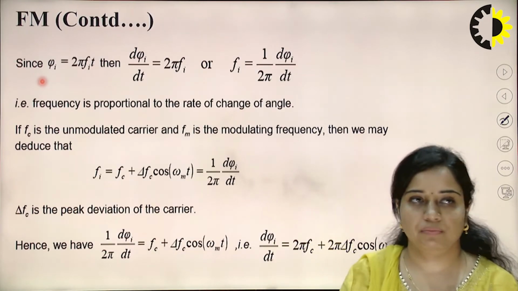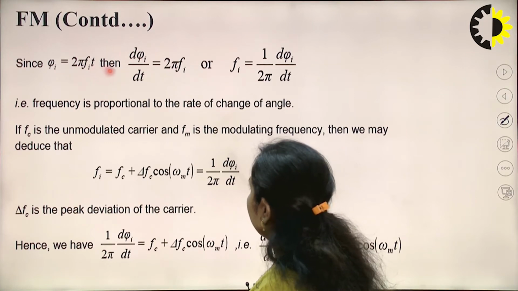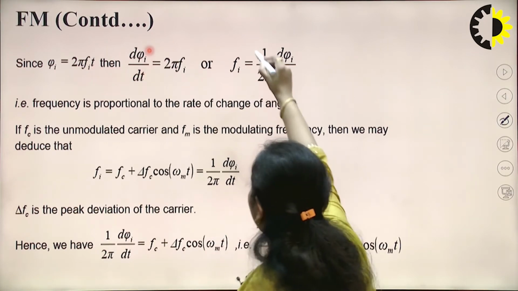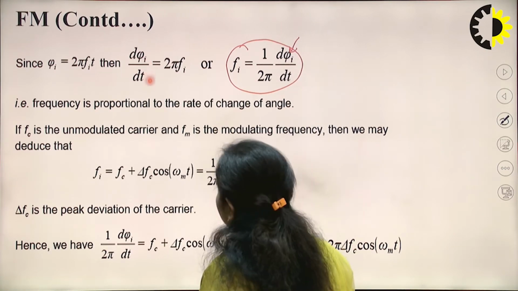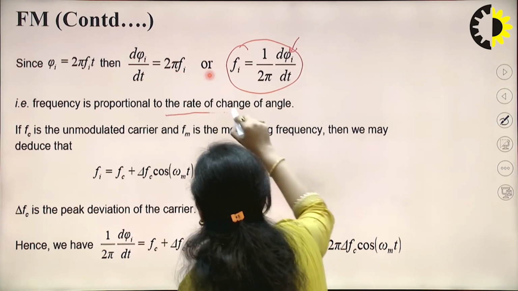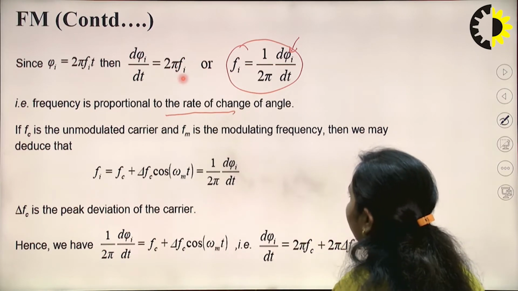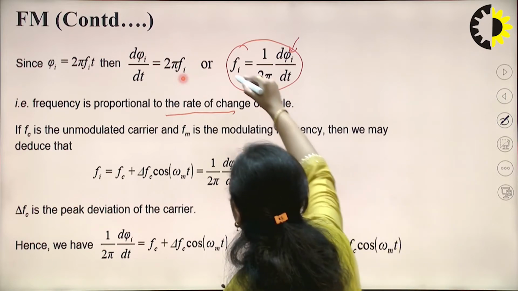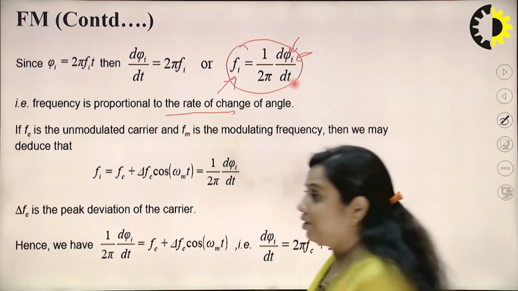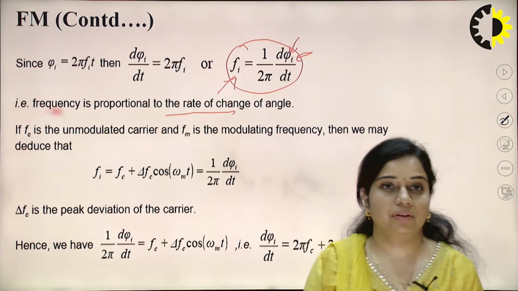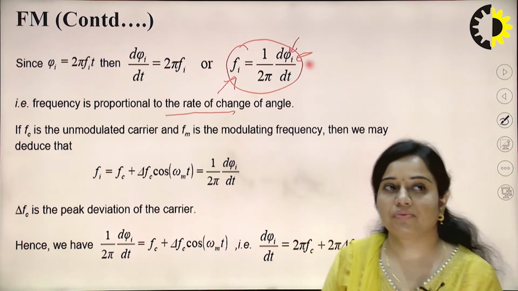Now in continuation, since phi_i = 2 pi f_i t, we can also derive an expression for omega_i or f_i, which is just the differentiation of the instantaneous phase angle. So frequency is proportional to the rate of change of angle. This can be drawn from this particular equation. So f_i is required in case of FM, and phi_i is required to be calculated in case of PM. In case of phase modulation, we have to calculate the instantaneous phase angle.